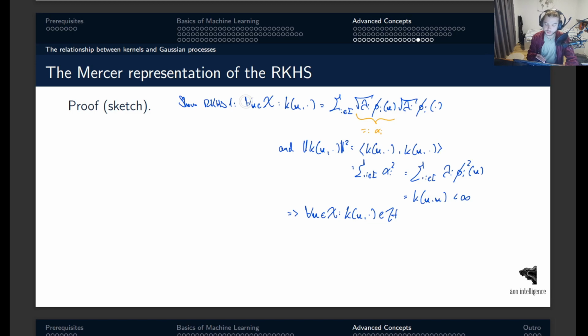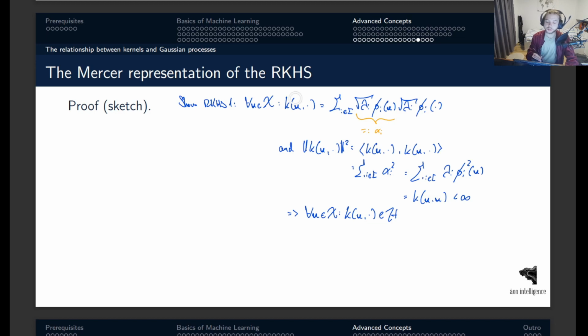Of course it does. For every observation in our input space, the partially evaluated kernel for observation u is equal to the sum over indices of this bit and this bit. So let's have a look. The first bit is the square root of the eigenvalue times the eigenfunction evaluated for the observation u, and this specifies the first half of our kernel function. The second half needs to be free. So we have this evaluated bit times the square root of the eigenvalue again, times the eigenfunction, which now is not evaluated. The evaluated part now becomes a scalar, and we can define the scalar to be alpha_i. And this is exactly the shape of the elements of the reproducing kernel Hilbert space.